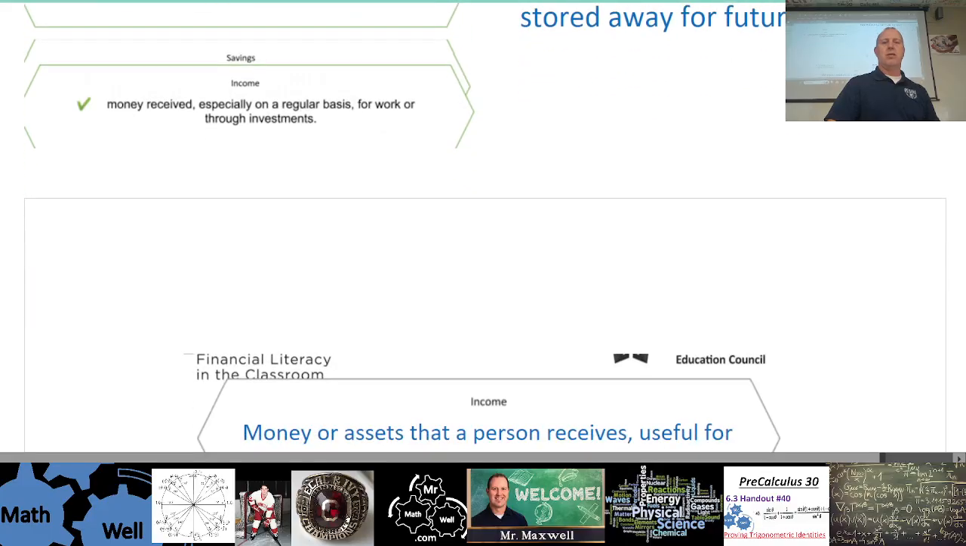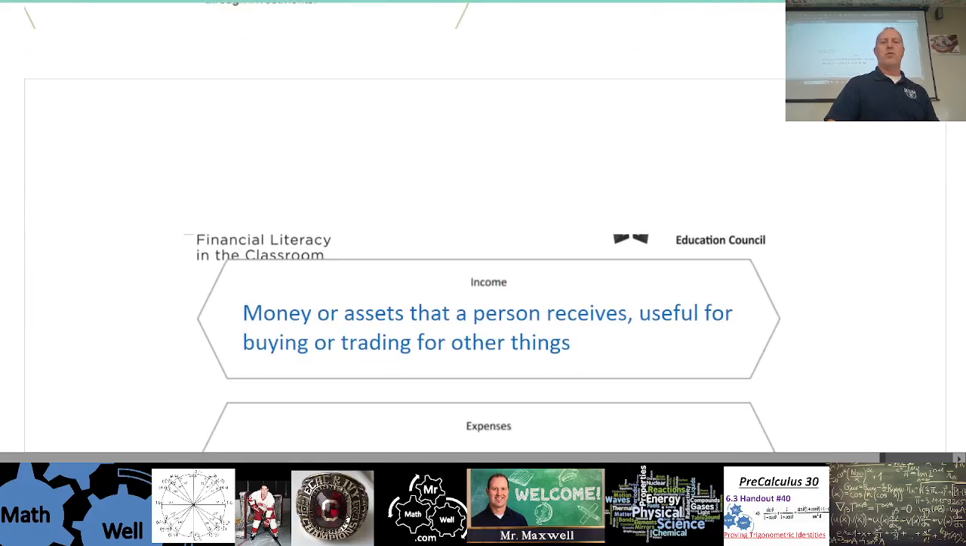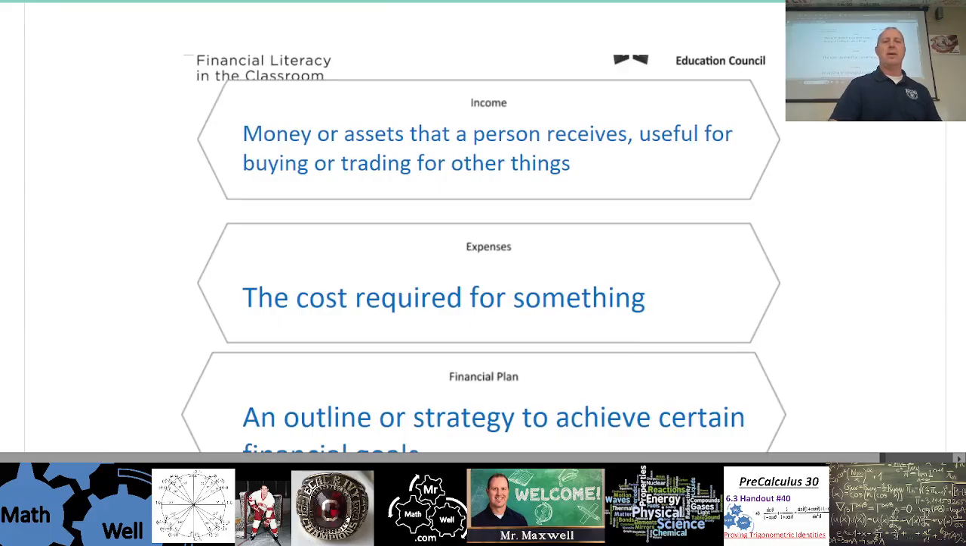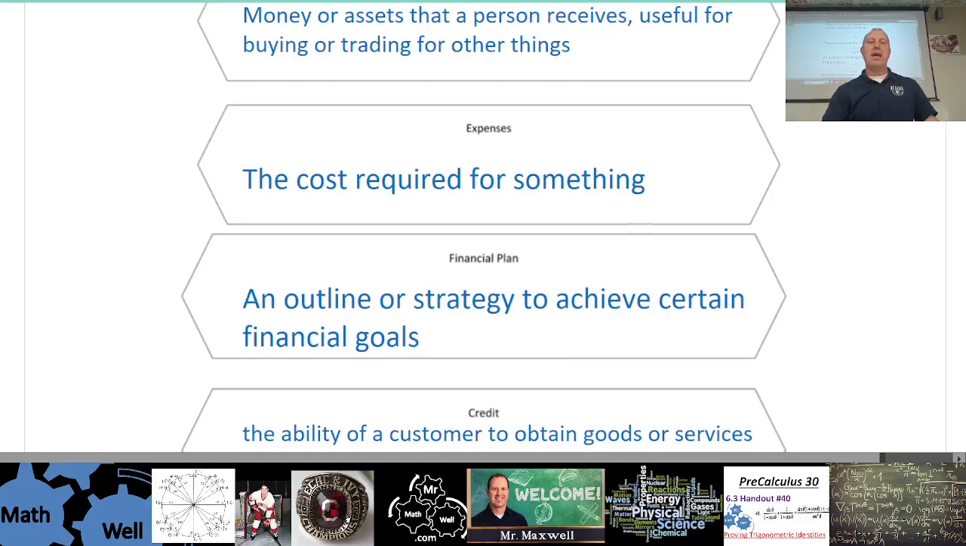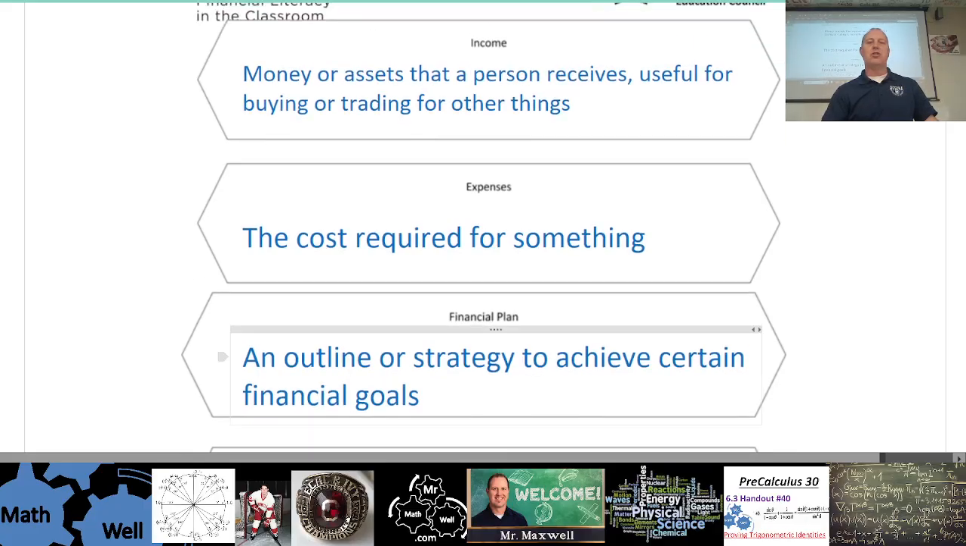Awesome, okay. Sorry, I'm going over this pretty quick. If you want to add to it, I'll just try and slow down a bit. So income, money or assets that a person receives, useful for buying or trading for other things. Expenses, the cost required for something. So this is what you are paying out for. You're giving money or whatever, your time, for something else. A financial plan would be an outline or strategy to achieve a certain financial goal or goals.